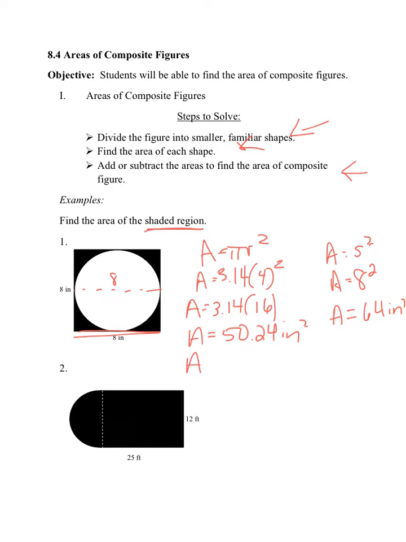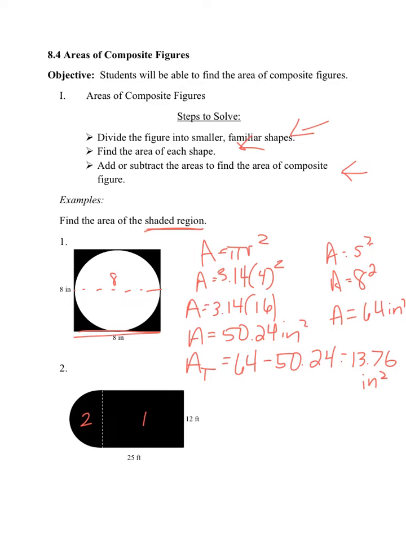So the area of the total, put a little t for total, is going to be, take the area of the square and then subtract out the area of the circle. So my final answer is going to be 13.76 inches squared.